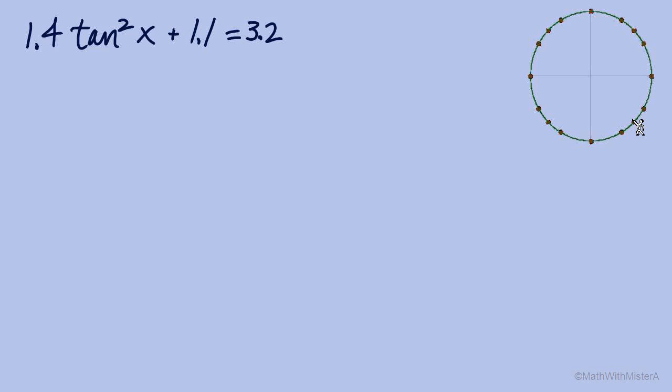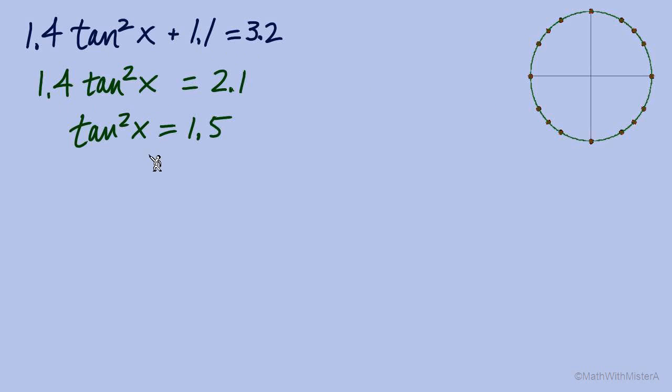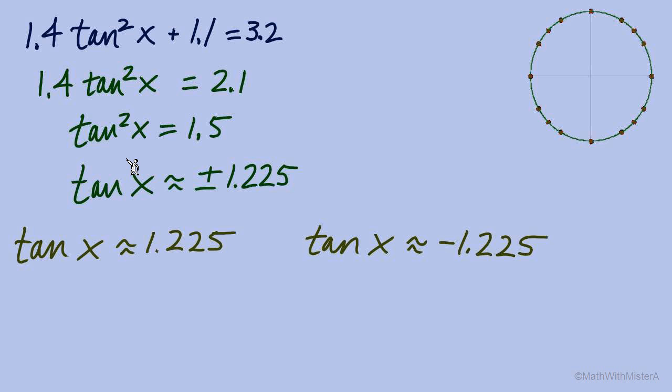Now let's do one where we do square roots with a tangent function for fun. Again, we'll have to isolate the tangent. I'm subtracting 1.1 from each side, and then divide by 1.4, down to tangent squared x equals 1.5. Again, it will be square root to both sides. Takes us to tangent x equals positive or negative square root of 1.5, approximately 1.225.